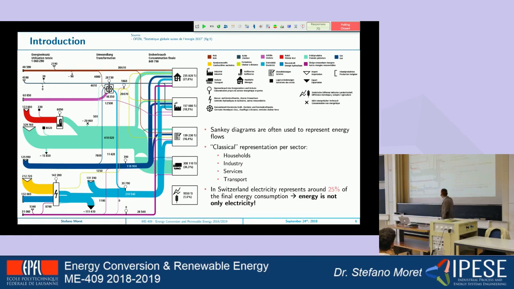So here, this is a typical way that we use to represent an energy system. It's called a Sankey diagram. It is very useful because it allows you to see the system in one picture. It's a diagram that needs to be read from left to right. On the left-hand side, you have the energy resources. On the right-hand side, you have the demand, which is divided into the main sectors, which are buildings, industry, services, and transportation. So as you see, this is Switzerland today in 2017.